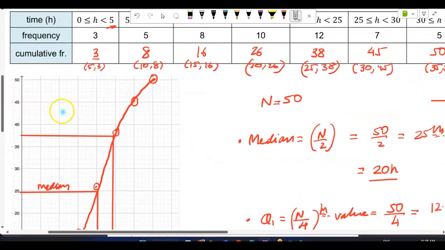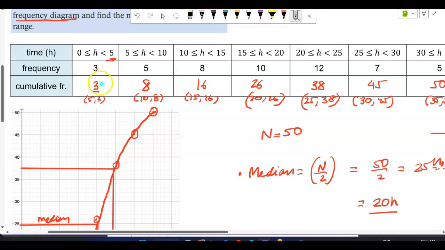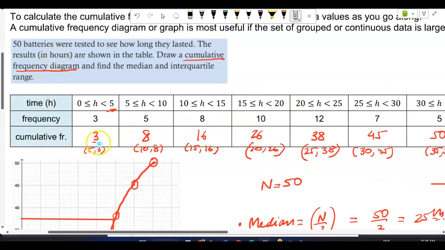This is always when you sketch this. When you do cumulative frequency, that means 3 batteries lasted less than 5 hours. 8 batteries lasted less than 10 hours. 16 batteries lasted less than 15 hours. So this is also called a less than cumulative frequency diagram. Do we have more than also? You also have more than, but it's not there in your curriculum.